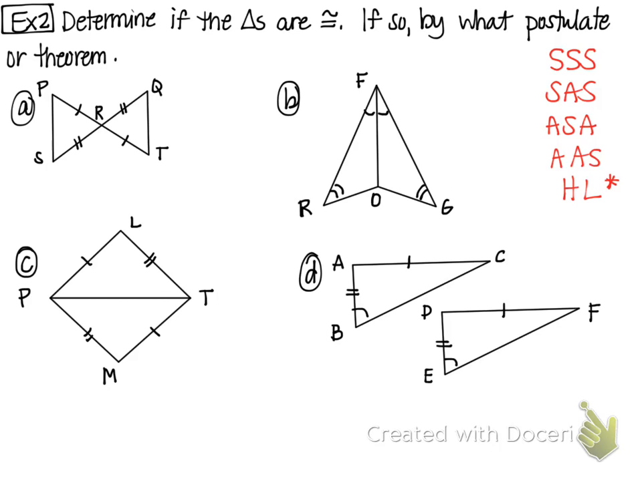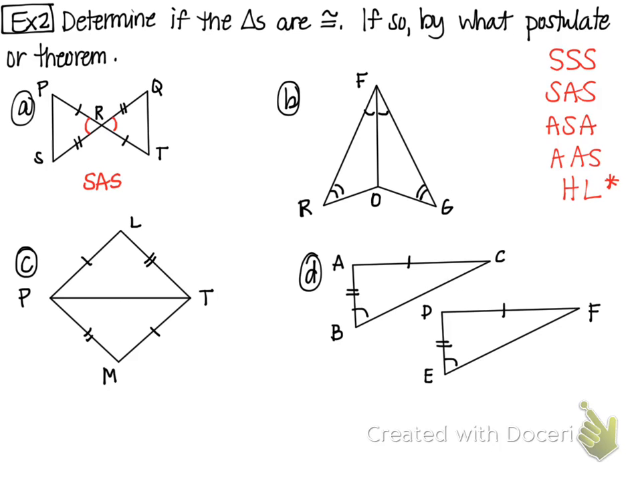So let's look at A. So right now we've only got 2 things marked congruent, and we need 3 things marked congruent to prove that 2 triangles are congruent. Now what we have here is a set of vertical angles. This angle is congruent to this angle because they're vertical. Now we have 3 things, so let's figure out if it fits one of our postulates or theorems. So we have an angle between 2 congruent sides. So an angle between 2 congruent sides is the side angle side postulate.